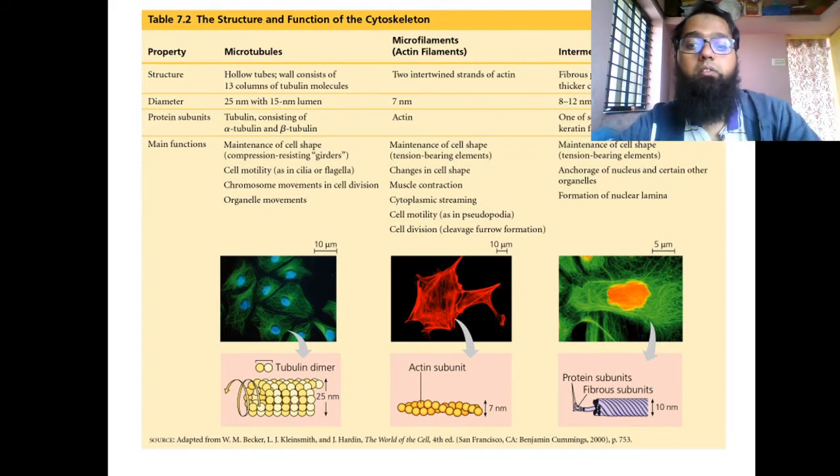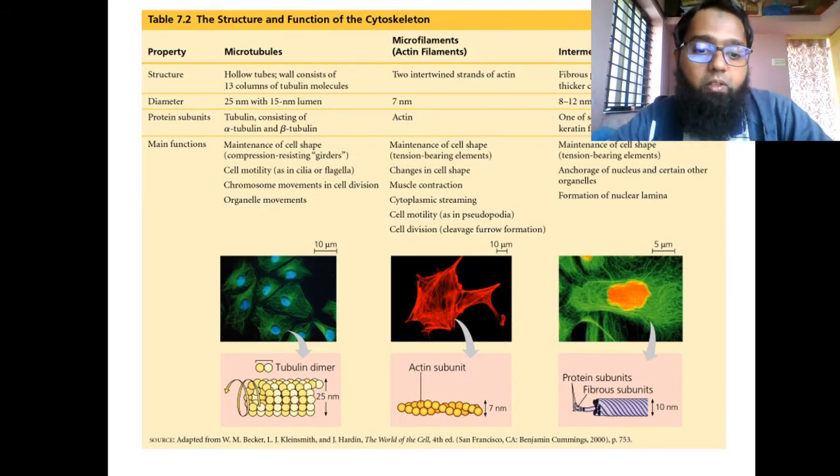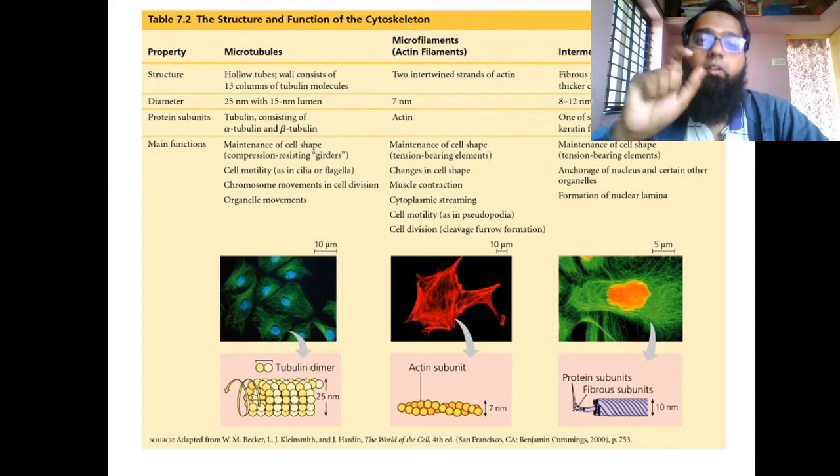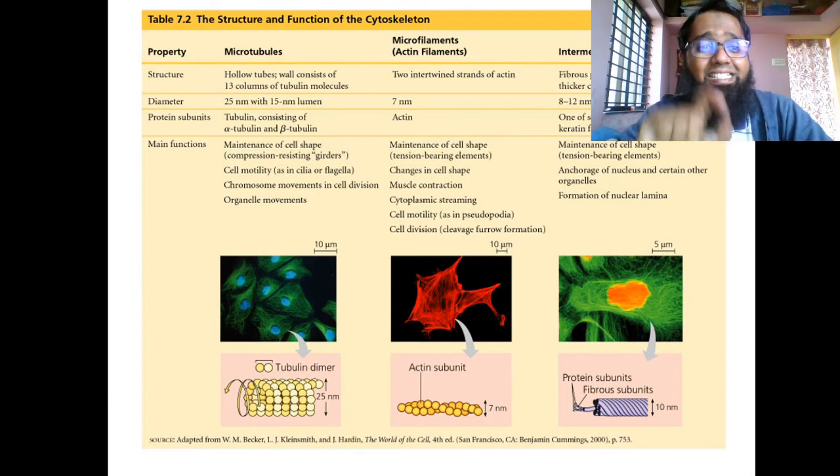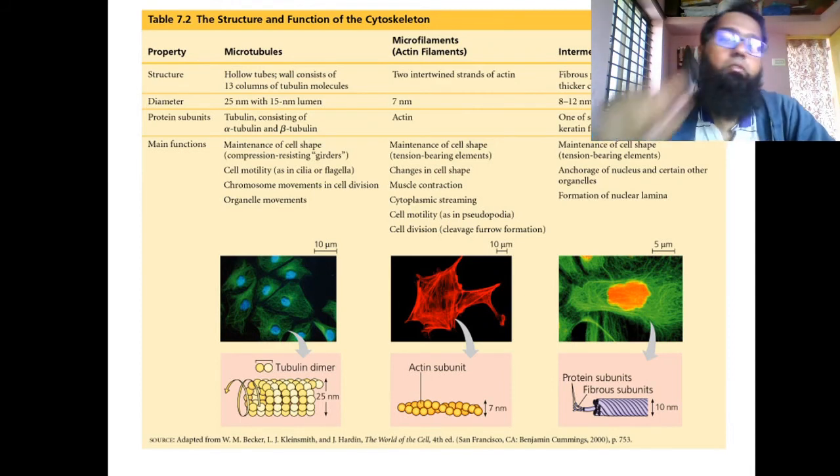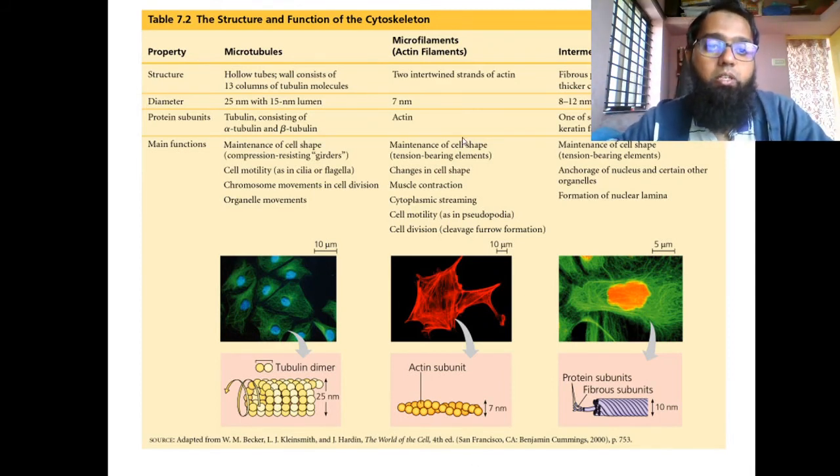The structure is also shown in the form of electron micrograph colored photographs, actually fluorescent photographs. Later the protein subunits are shown with the help of an animated structure. When coming to the structure, the largest cytoskeleton is the microtubules, the smallest is the microfilaments, and the intermediate is the intermediate filaments, as the name goes. The diameter is also comparable, very clearly visible on the screen.